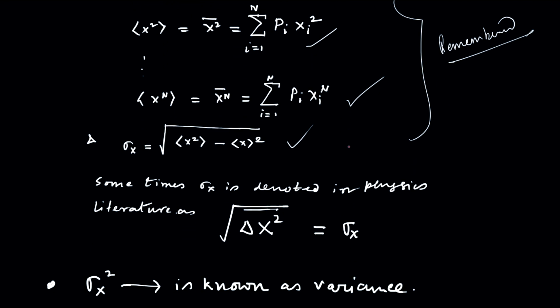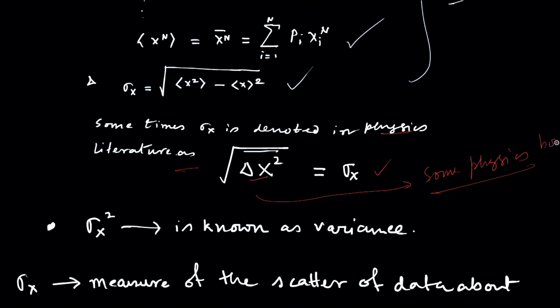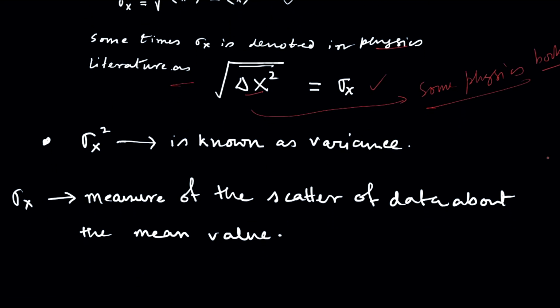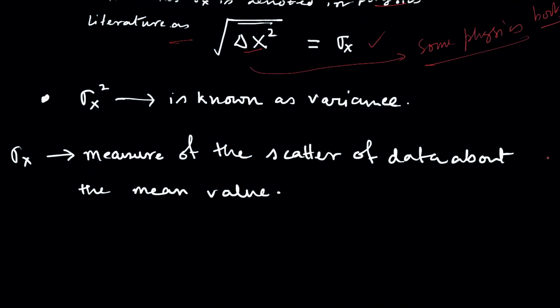Now, sometimes it is denoted as sigma x, and in physics literature the root of the deviations is delta x, the root mean square. That is most popularly used in some physics books. Sigma square is known as the variance. Sigma is a measure of the scattering of data about the mean value or expectation value or average value.